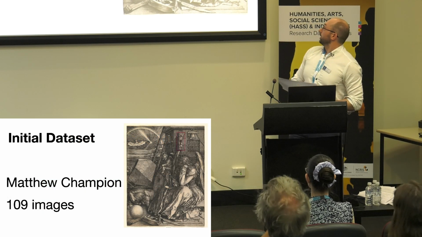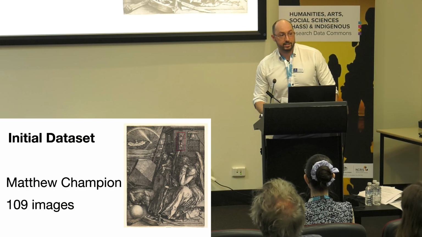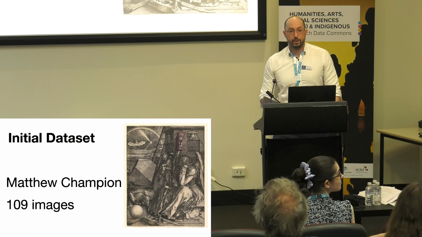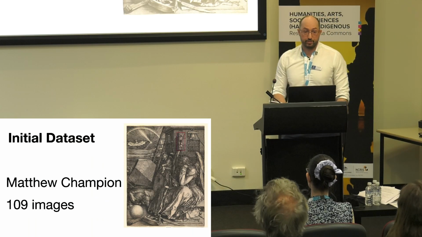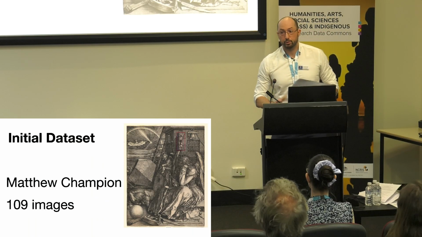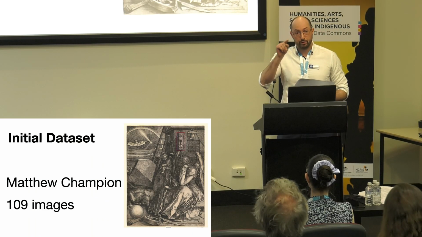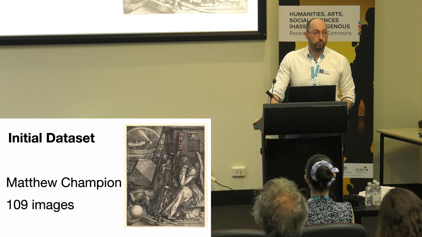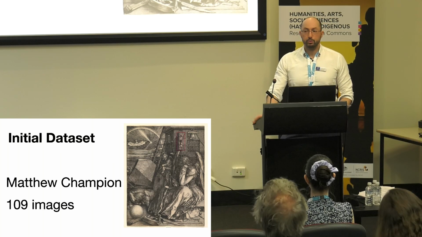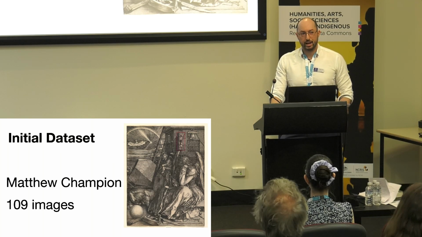Now we started with an initial data set that Matthew Champion has curated as part of his discovery project. He had 109 images of hourglasses, so we used those. We annotated those in the GUI to be able to identify them. We trained a model, but it wasn't quite accurate enough. I would have thought 100 images would give us a good starting point, even though it's quite small.